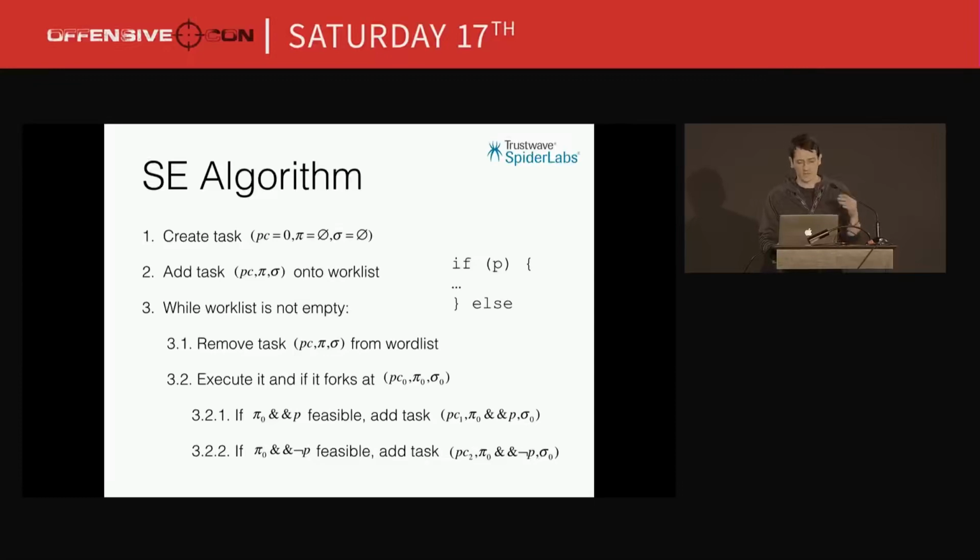We take the first task from the list and we execute it, and it forks if there is a conditional statement like the one on the right: if P, then do something, else do something else. Then we create two new tasks, right? So first, we check that pi 0 and the current path is feasible. Then we add that task to the list. If pi 0 and not P is feasible, then we add the other task to the list. But it's also possible that both branches can be feasible, so we add both tasks to the list. And we just keep doing that until we run out of tasks, or until the work list becomes empty.